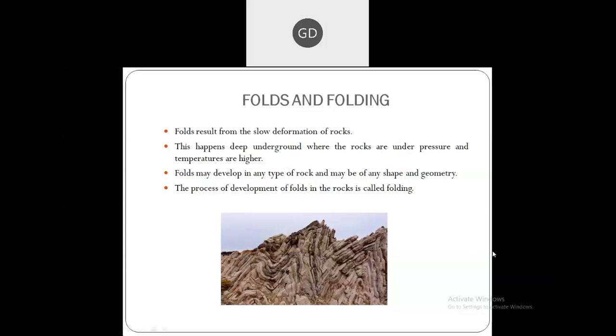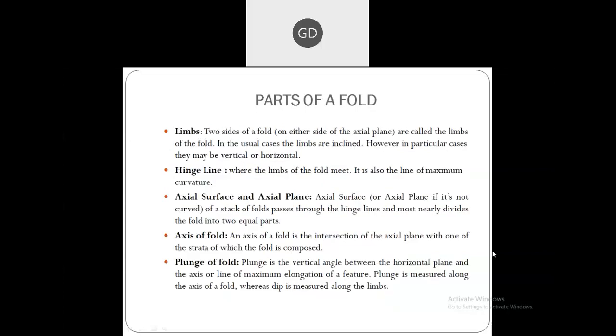These folds happen deep underground where the rocks are under very high pressure and temperatures are very high. So this is the picture of a fold. The process of development of folds is known as folding. So next, what are the parts of a fold? These parts are limbs and hinge.